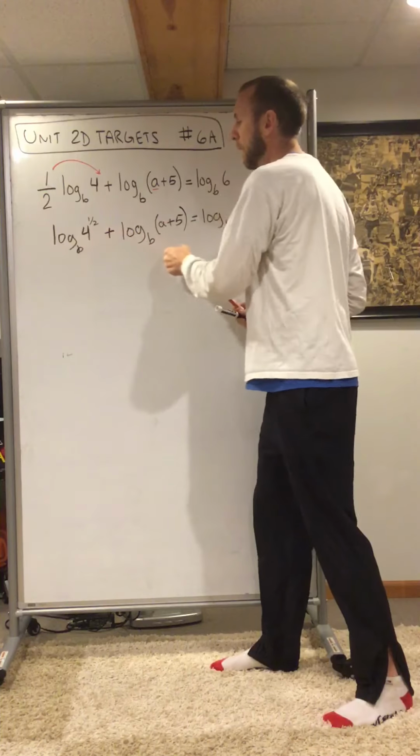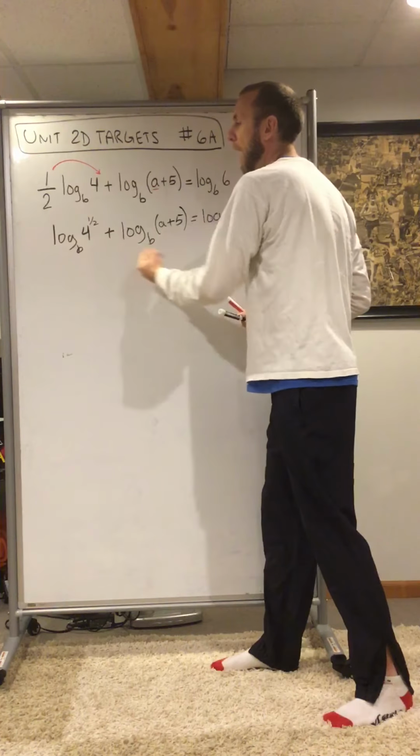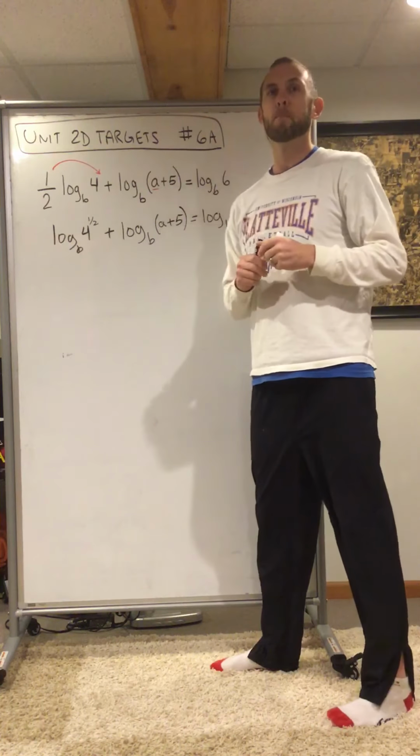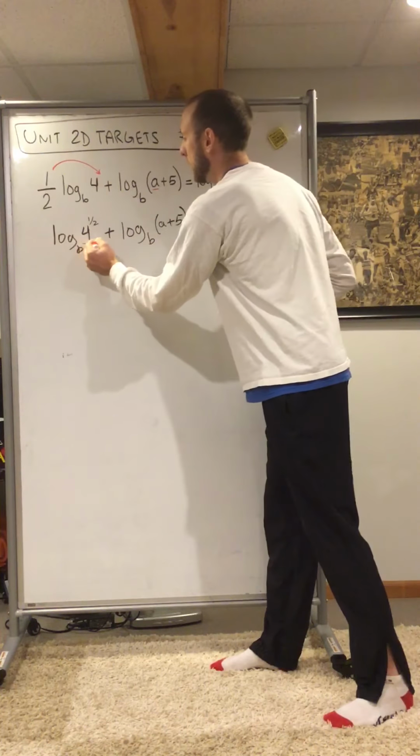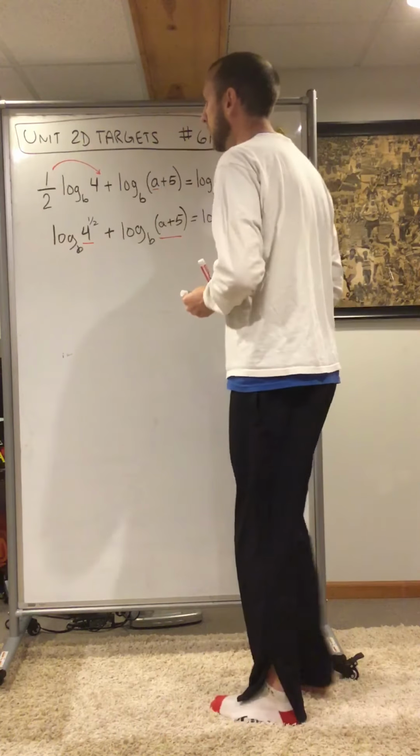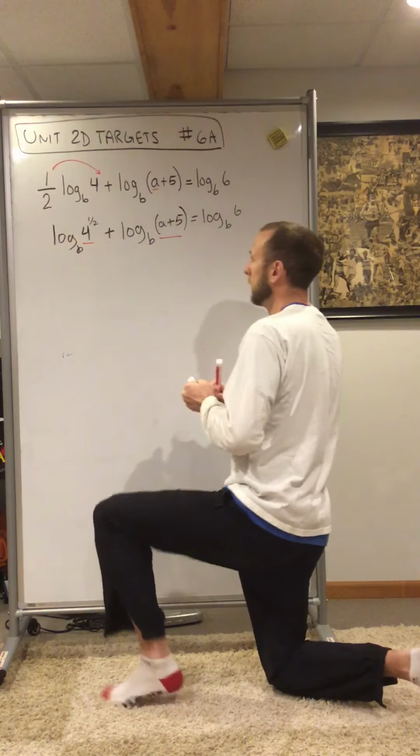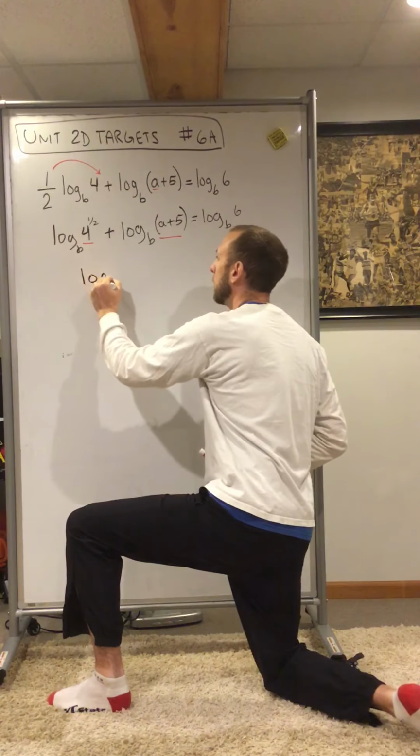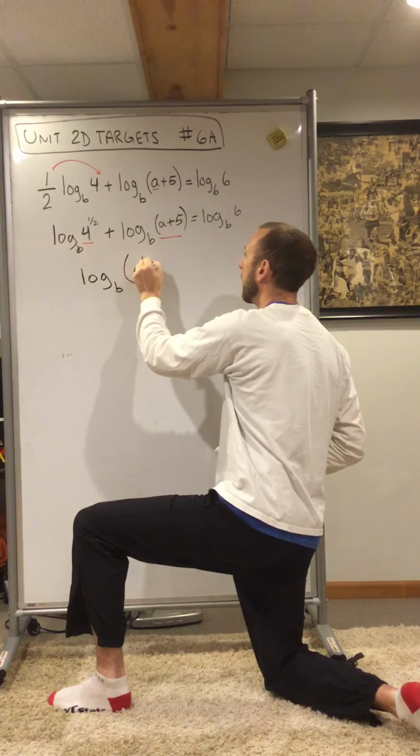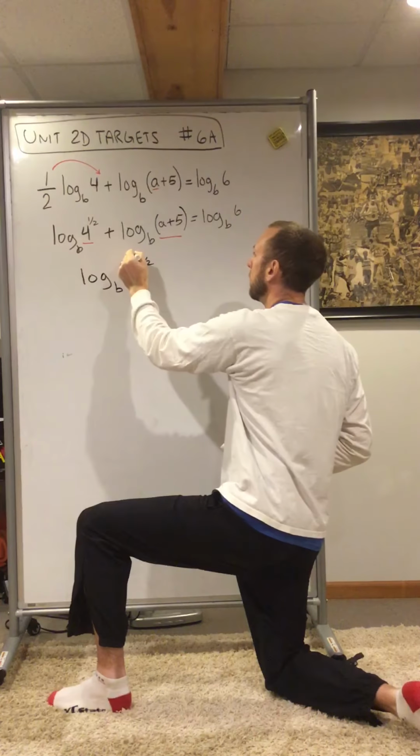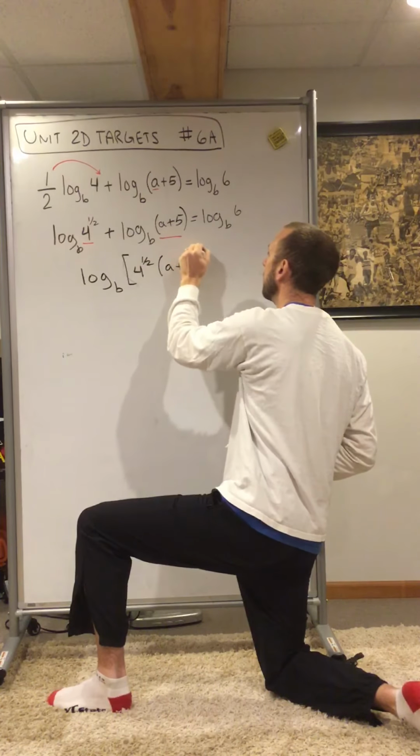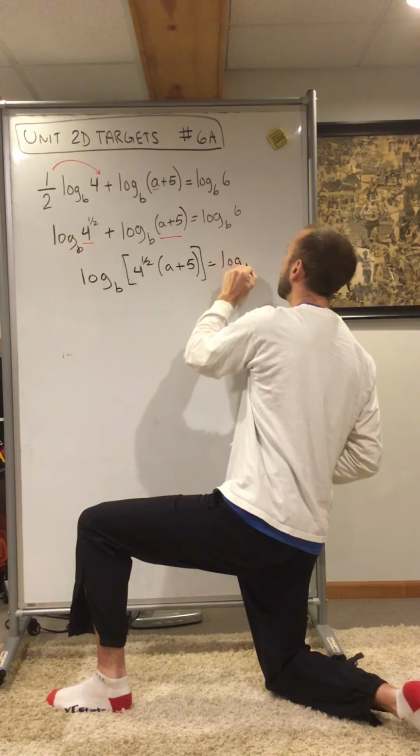Okay, so now my next step is noticing when we add two logs together, we can combine them into a single log by multiplying the arguments. So we're going to take these two arguments and we're going to multiply them together. So when I write this as a single log, I'm going to have the log base b of 4 to the 1/2, I'm going to put this as a bracket, 4 to the 1/2 times a plus 5 equals log base b of 6.